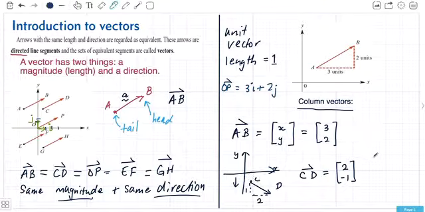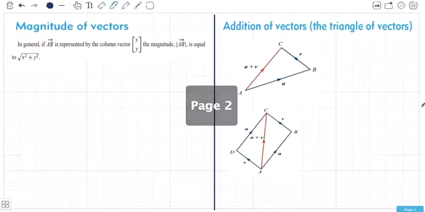So if you were to have a vector that, for example, just went exactly down that way, maybe for 3, then this particular vector here would be 0, negative 3. It doesn't go across anywhere, it just goes down 3. So you can have zeros in your column vector as well. So that's another way of representing vectors. So 2 ways, the i and j, and we'll talk more about that later on, and the column vectors, which we'll talk about with the next example here.